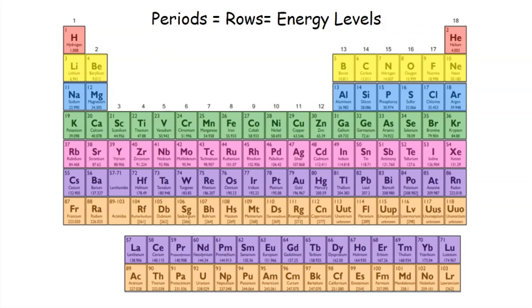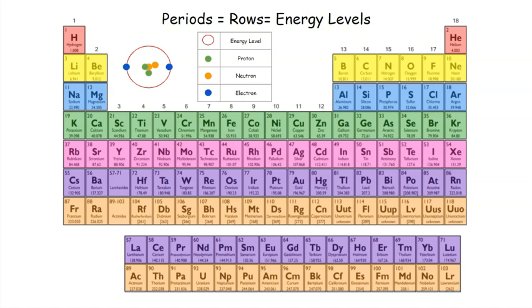So periods are rows. And we refer to them as the number of energy levels that an atom will have. So for example, here is an atom. And our key right here, these little circles, these red ones are energy levels. Green is proton, orange is neutron, and blue is electron. So the electrons are on the energy levels on the outside. The protons and neutrons are in the middle.